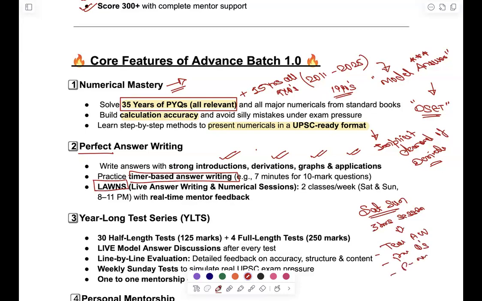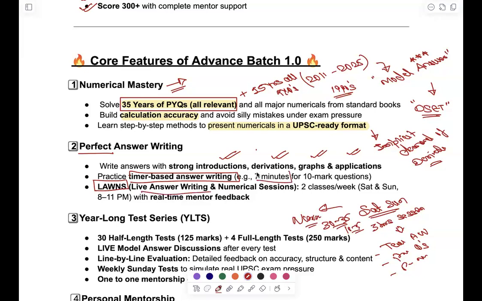So there will be 2 types of things. First, we will be solving numericals. Each week we will be solving around 30 to 35 numericals, right? And each week we are practicing 10 to 15 questions in the answer writing format, and that too you have to write in the class itself. So it will be live answer writing.